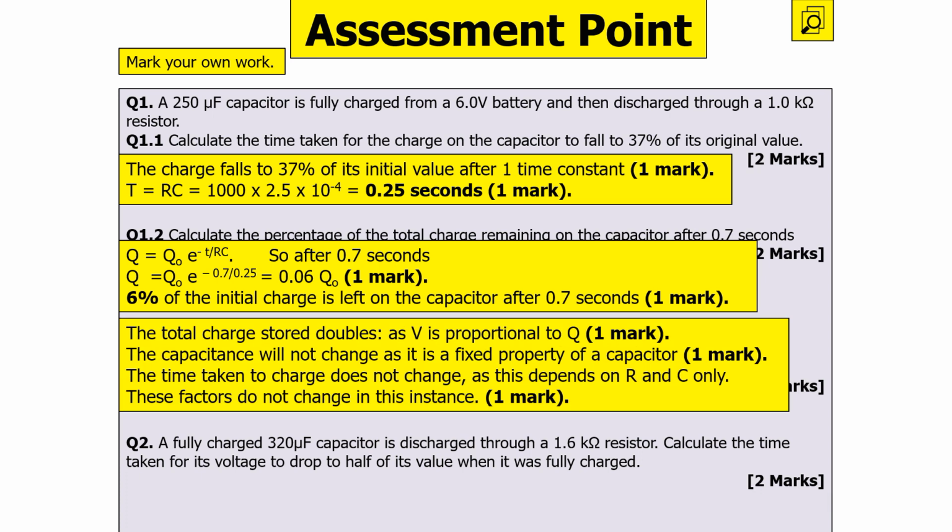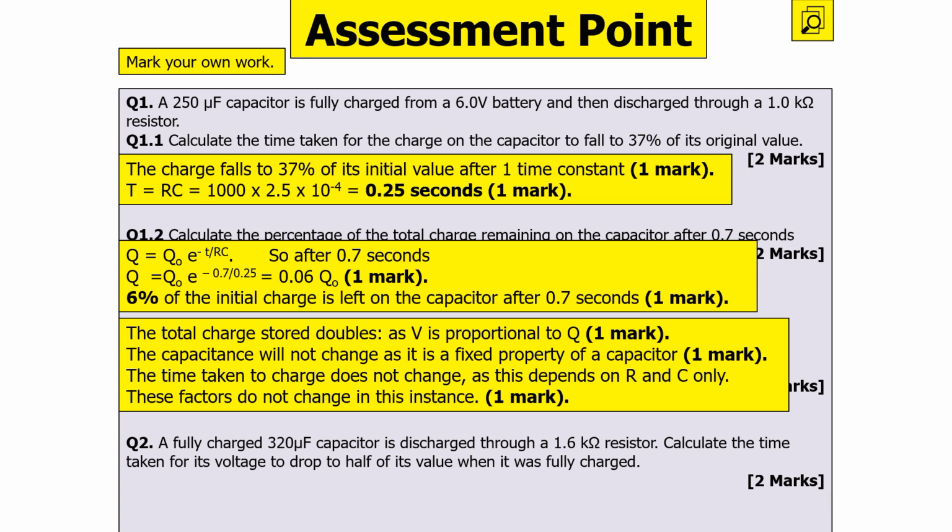Now you should be aware that the total charge doubles because V is directly proportional to Q. The capacitance will not change because it's a fixed property of a capacitor. That's a very important principle. If you don't change the dimensions of the capacitor, the capacitance stays fixed, and then the time taken to charge doesn't change, because what does that depend upon? It depends upon the time constant, which is RC. R hasn't changed, C hasn't changed, so therefore t cannot change either.